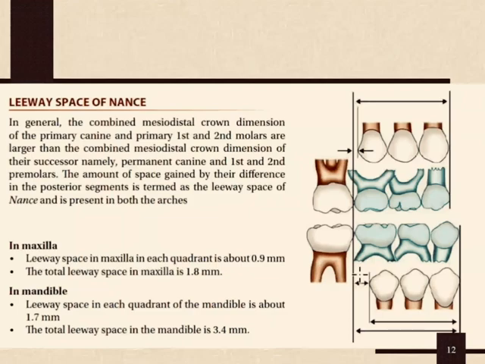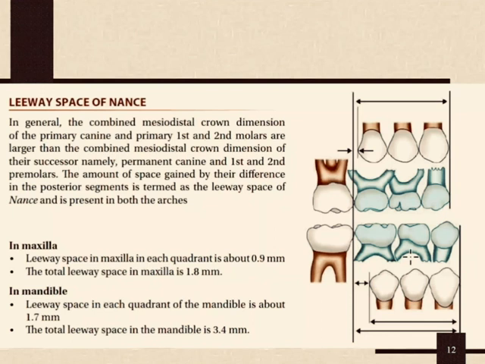Now, the leeway space in the mandibular arch is more than in the maxillary arch because the primary mandibular molars are wider than the primary maxillary molars. So we have a differential space between the mandible and the maxilla. Such an arrangement will give me the class 1 molar relationship that I needed in the early permanent dentition.